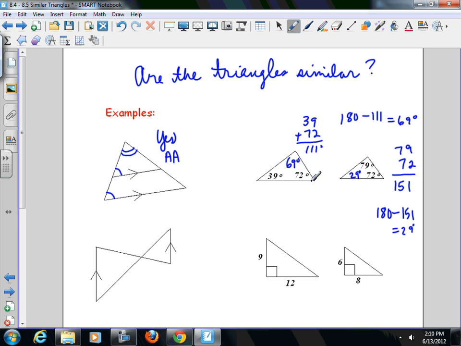So we've got one pair of angles congruent, but not both pairs. So that's not enough to prove that these triangles are similar. We would need two angles to use angle, angle. So we're going to say no, those triangles are not similar.